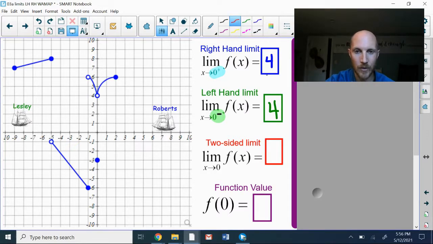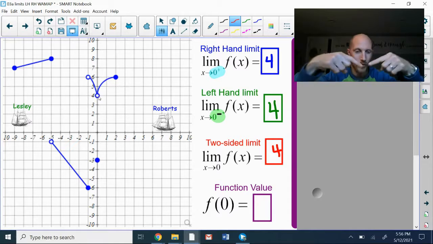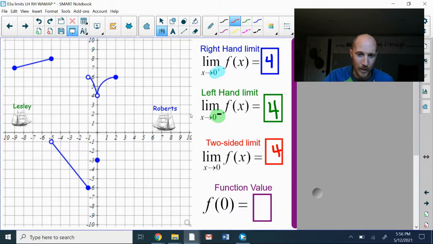All right, we got the same answer for the left and right hand limit. That'd be one way of thinking about it. If we look at the graph, we can see that the two branches of the graph do connect there on the graph. They're drawn together. It's an open circle, but the two parts of the graph touch. So a two-sided limit does exist, and it is that height 4.